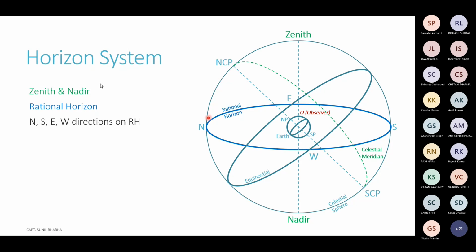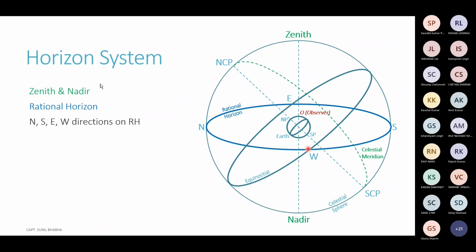Exactly below the North Celestial Pole or the Polaris is the north point. And once you identify the north point, you will be able to identify exactly opposite to it. That point is south. From the north, you go 90 degrees to the right, you will find the easterly point. And from the north, you go 90 degrees to the left, you will find the westerly point.